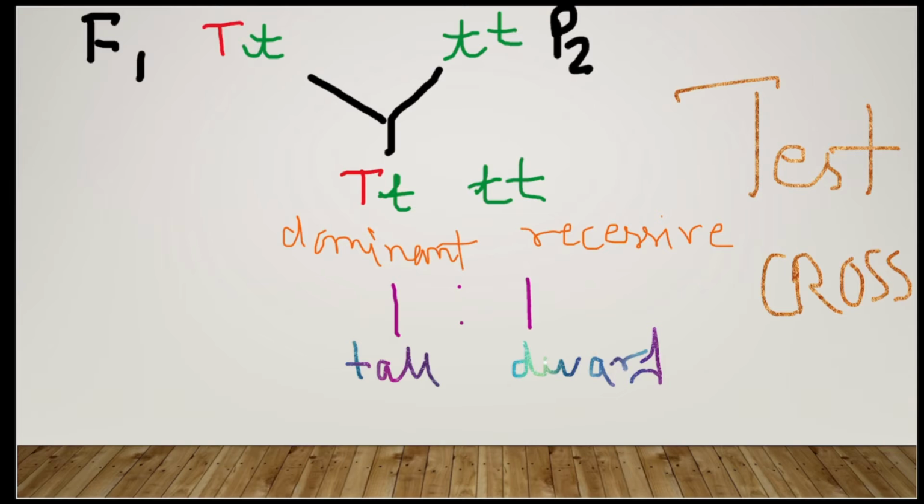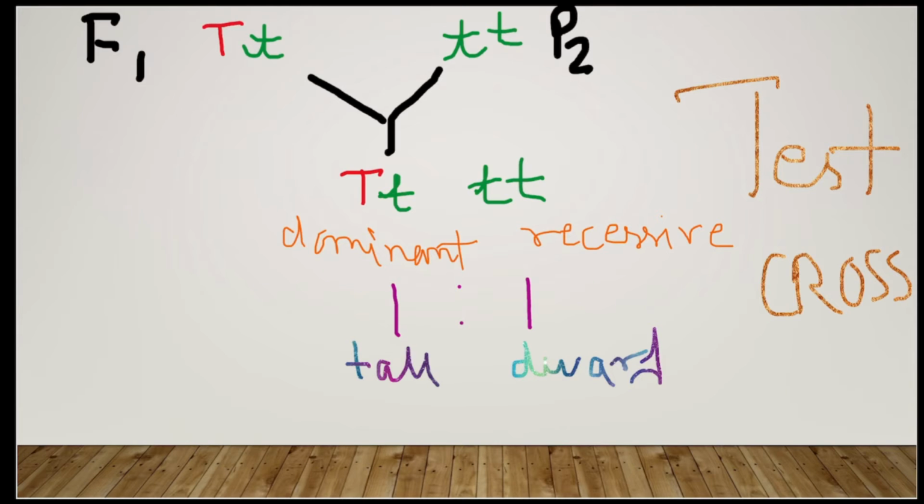Both the alleles are recessive, written in small letters. This is parent 2. And then we are seeing the next generation offspring, and we are finding that one plant is dominant and the other is recessive. It means 50% of plants will be dominant, having the tall character, and 50% will have the recessive, showing the dwarf character. It means the ratio of dominant and recessive, or tall and dwarf, will be 1:1.